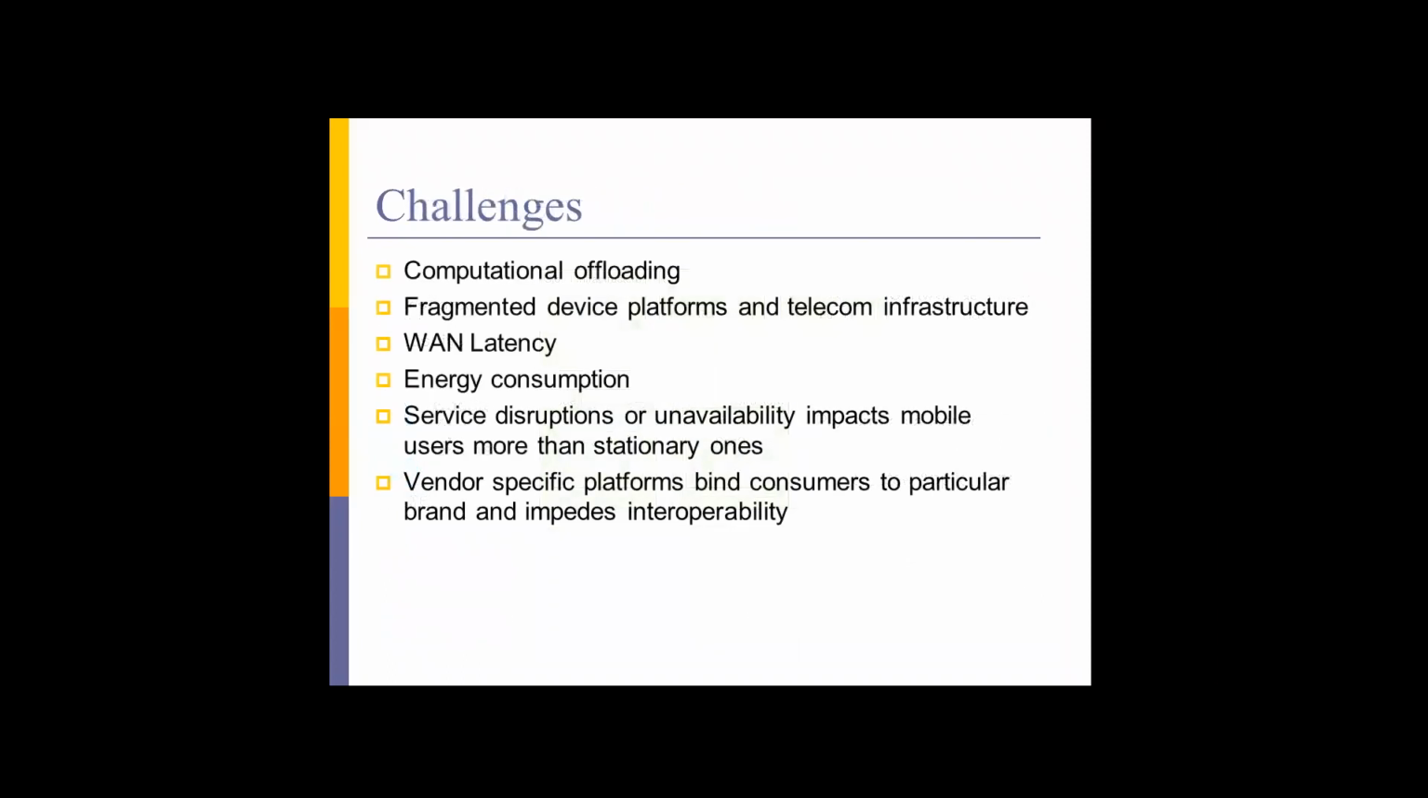Some of the challenges faced: the computational offloading needs. There has been some research into it. When to do the offloading? At what point in the processing is it offloaded?